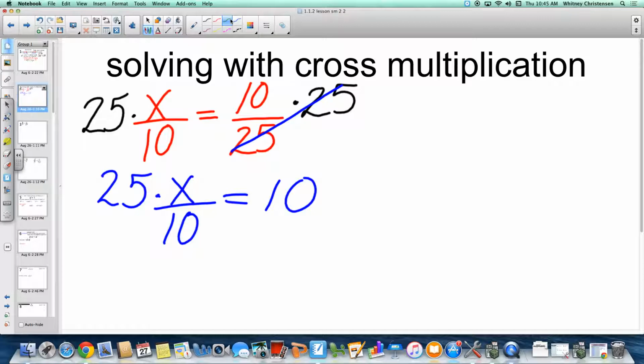Times it by 10. We can't divide it by 10. This is already divided by 10. Times by 10. Good, we're going to multiply both sides by 10. Now we can do that because we didn't change anything because we're multiplying both sides by 10.